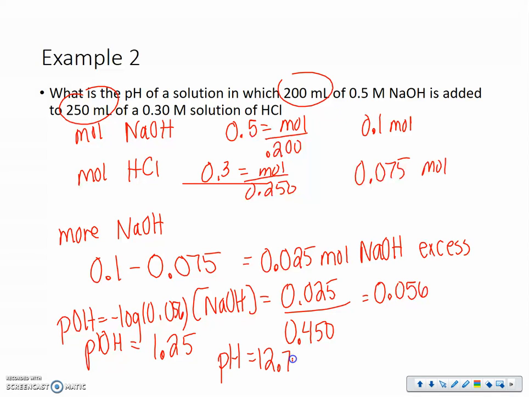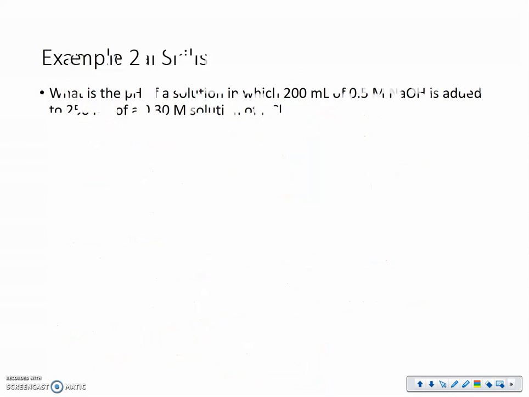So again, does this make sense? Well, the pH is in the basic range, which makes sense because we have extra base that didn't have anything to react and neutralize with, so it's just stuck there in excess, contributing to that pH number.